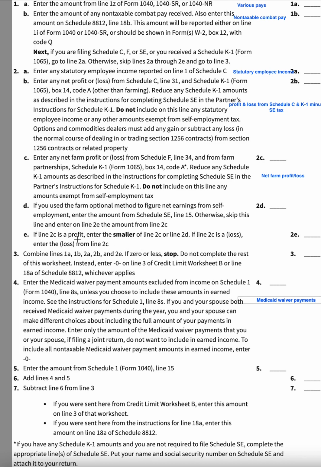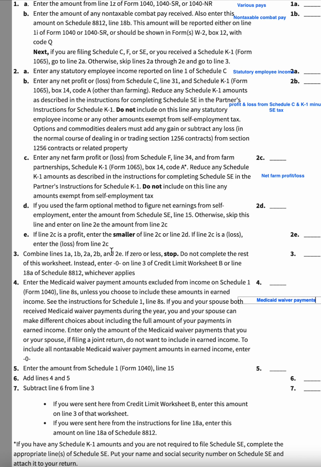In line 3, you'll combine lines 1A, 1B, 2A, 2B, and 2E. If it's 0 or less, then stop. You can enter 0 on line 3 of the credit limit worksheet B or line 18A of Schedule 8812, whichever one is applicable. For line 4, you'll enter the Medicaid waiver payment amounts that you excluded from income on Schedule 1, line 8S, unless you chose to include those amounts in your earned income. If you and your spouse both receive Medicaid waiver payments during the year, then you can both make different choices about including the full amounts of your payments in your earned income.